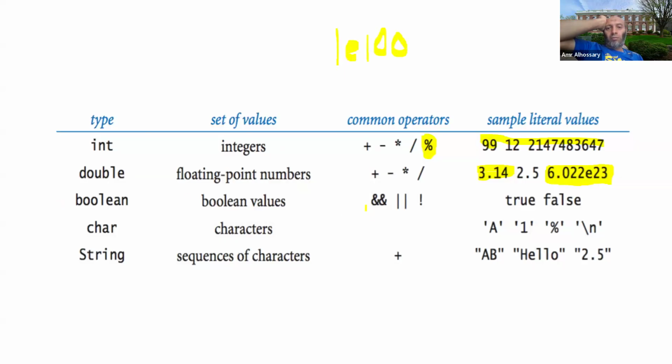Boolean values, most common operations are the and, the or, and the not operations. There's also XOR, but we don't care about it here now. And these are only two literal values, true and false, in Python, in Java at least.